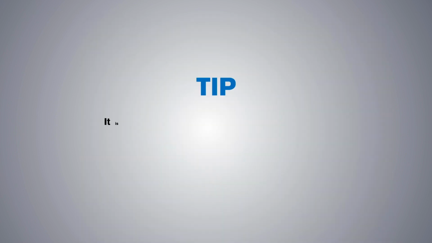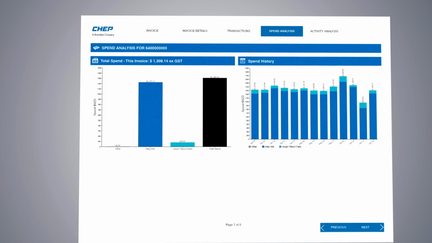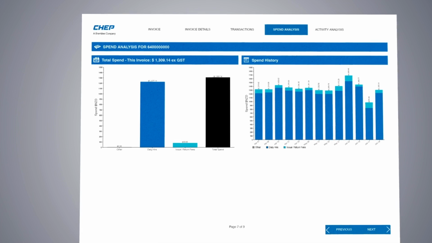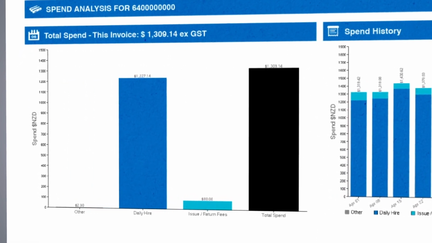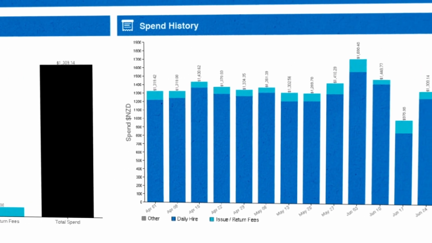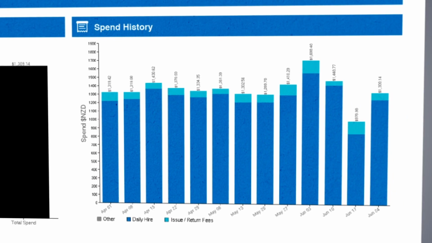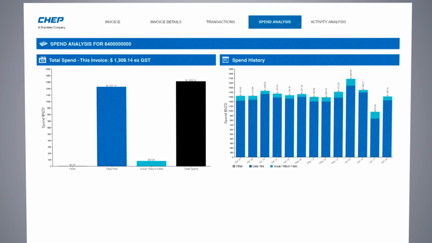Tip: it is important to reconcile all movements on your transaction list and submit any missing transfers, corrections, or reversals to CHEP for processing. Spend Analysis. The graph located on the left of the page shows a breakdown of hire charges, issue fees, or other sundries incurred on this invoice. On the right is a graph showing your spend for the last 13 periods. If there are any unexpected fluctuations, we recommend you investigate possible causes. Contact CHEP if you require support with reviewing transactional activity.